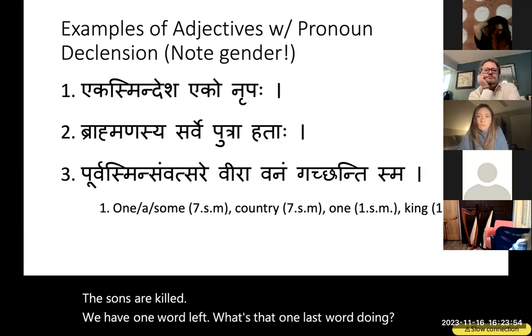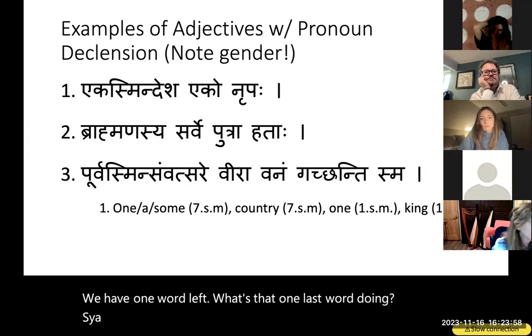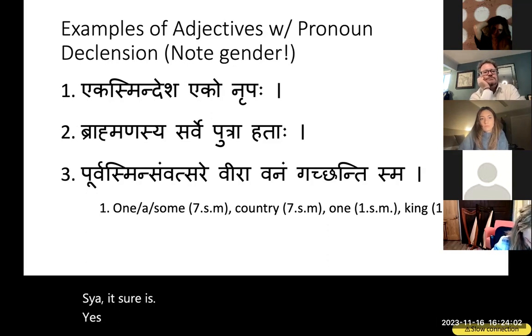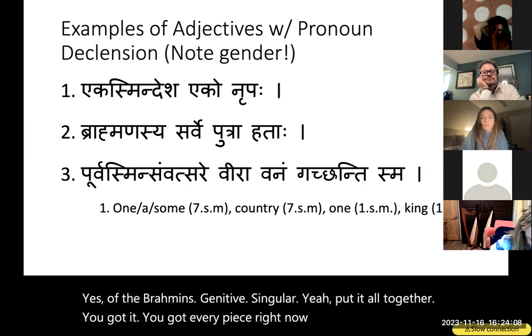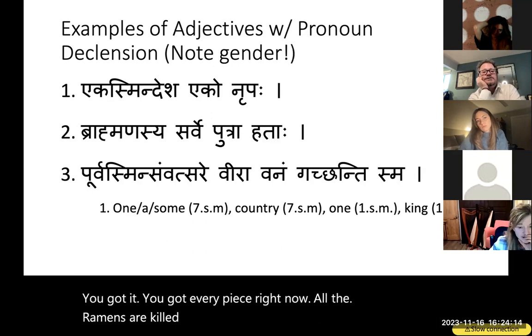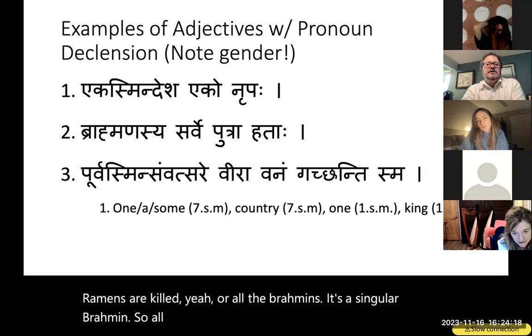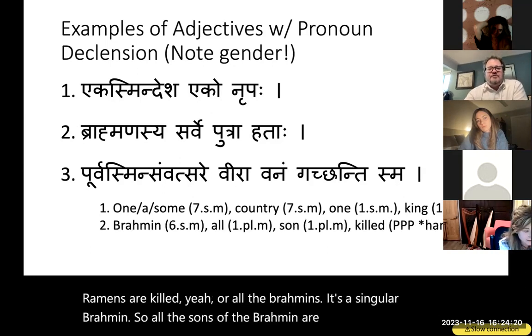There's an sya. It sure is. That's genitive. Yes. Of the Brahmins. Genitive singular. Yeah, put it all together. You got every piece right now. All the sons of the Brahmins are killed. Yeah, or all the Brahmin's sons. It's a singular Brahmin. So all the sons of the Brahmin are killed. Yeah, you got it. Perfect.